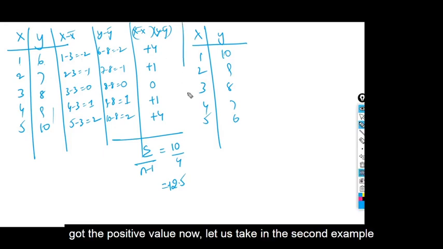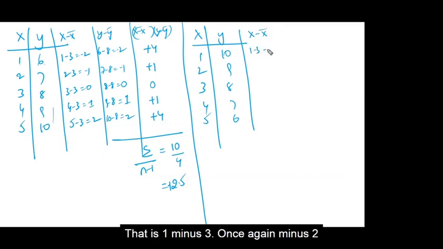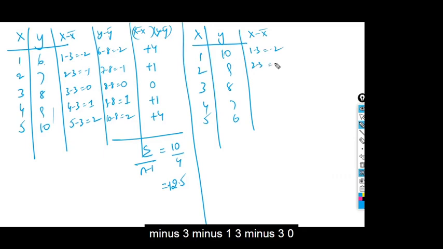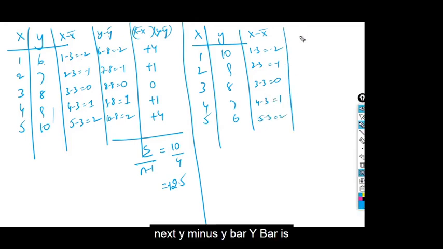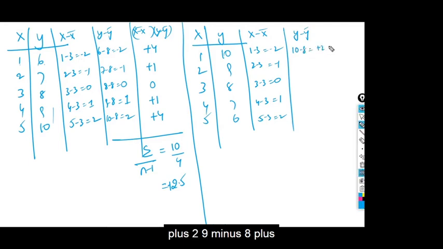Now let us take the second example. Example number 2. Calculate once again x minus x bar. That is 1 minus 3, once again minus 2. 2 minus 3, minus 1. 3 minus 3, 0. 4 minus 3, plus 1. 5 minus 3, plus 2. Next, y minus y bar. Y bar is, once again, 8 only. 10 minus 8, which is plus 2. 9 minus 8, plus 1. 8 minus 8, 0. 7 minus 8, minus 1. 6 minus 8, minus 2.